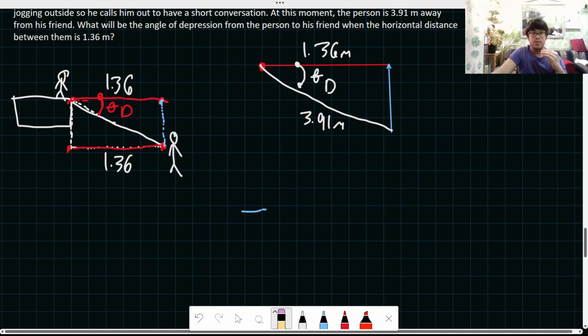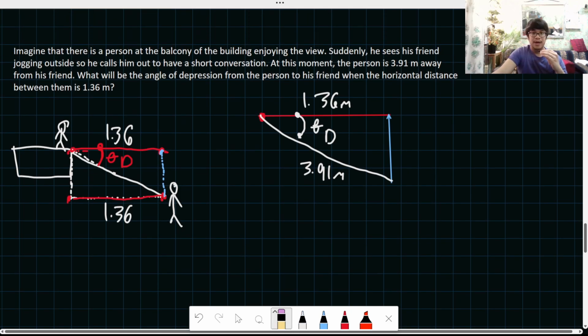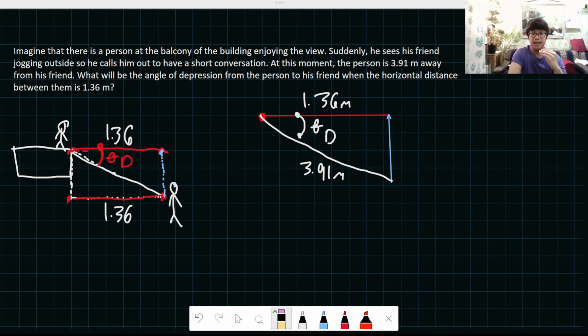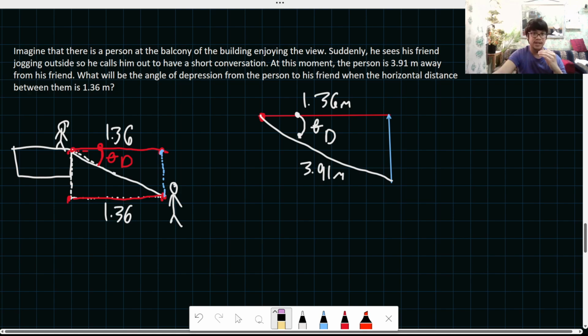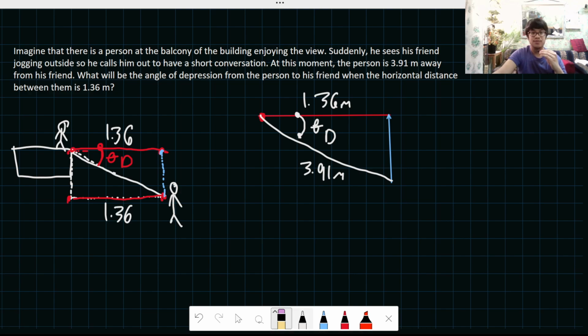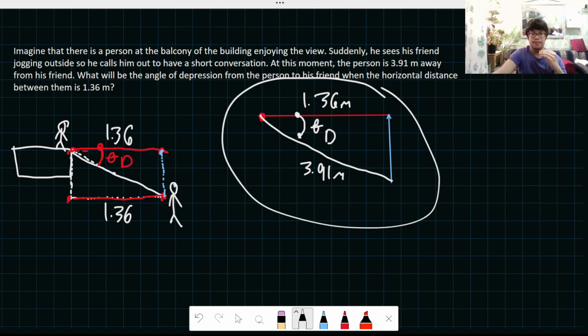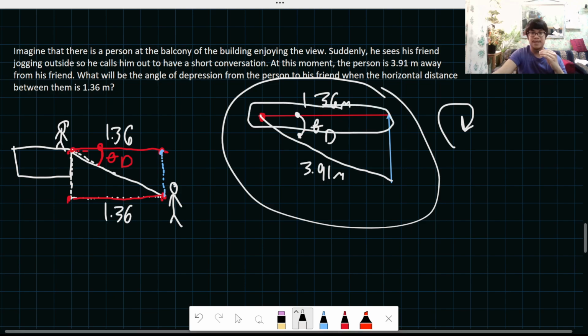Now here's what we're going to do. Now we're going to find its angle of depression. The question is how? Just the same as in the previous problem, we're going to find at least one trigonometric ratio. The question is which one? Now, first and foremost, I want you to rotate this one counterclockwise, where this one acts as a base.